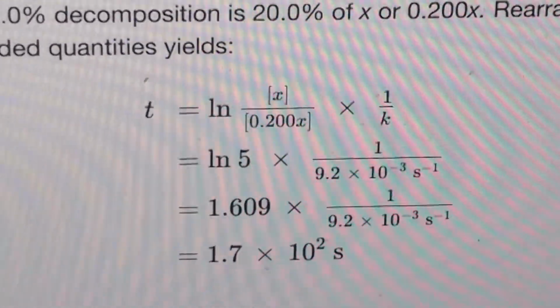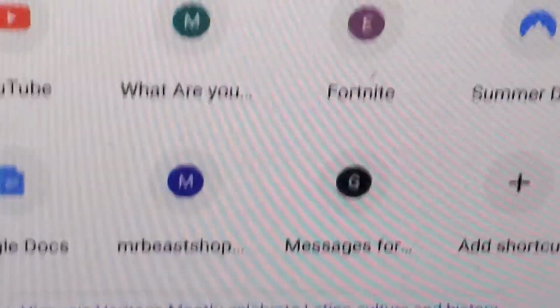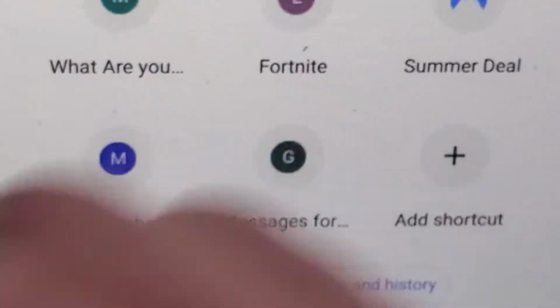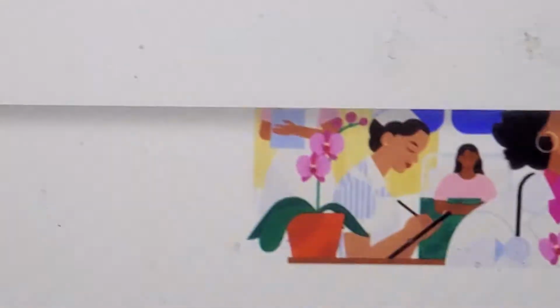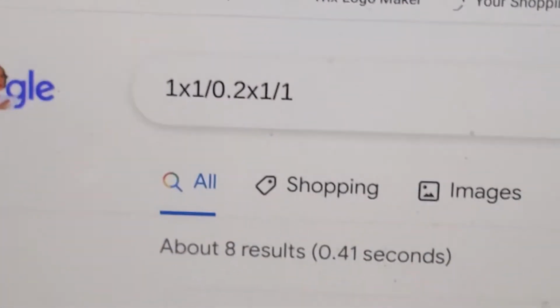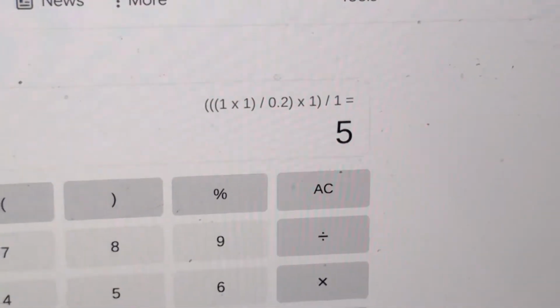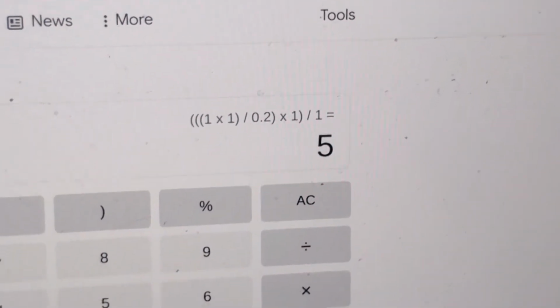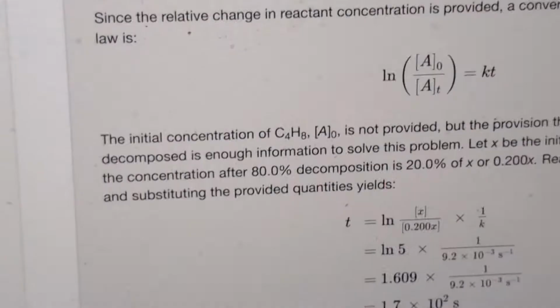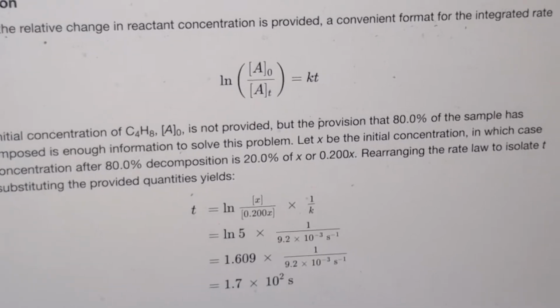times 1 divided by 1, which is equivalent to 5. Watch. 1 times 1 divided by 0.2 times 1. Look at the answer I get. I get 5, okay? That's correct. Ding! Correct. But, there's this.